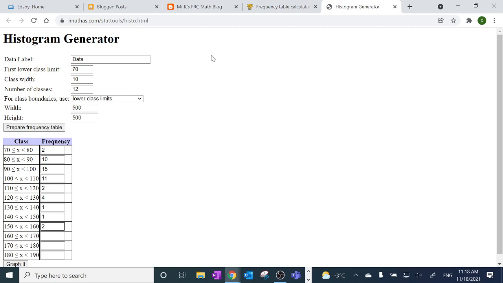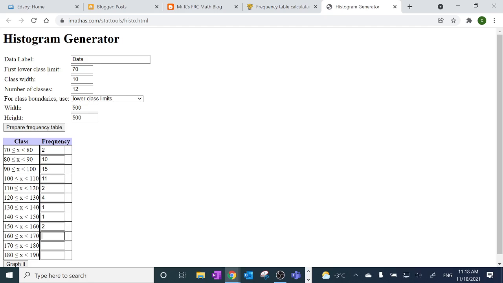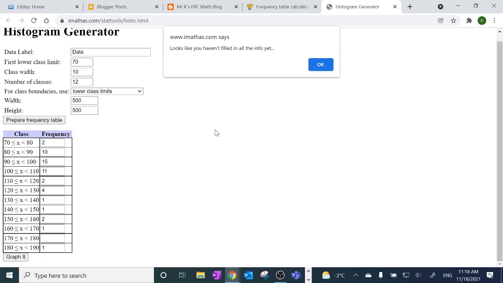It's possible I've lost some data. You get the idea, though. How many in the 160s? 1. And then there was nobody in the 170s. And then there's a 180. And I think it's just one of them, though, right? And there it is. That should give me, oh, what did I miss? Oh, I have to actually say 0. Gotcha. 0. Graph it.